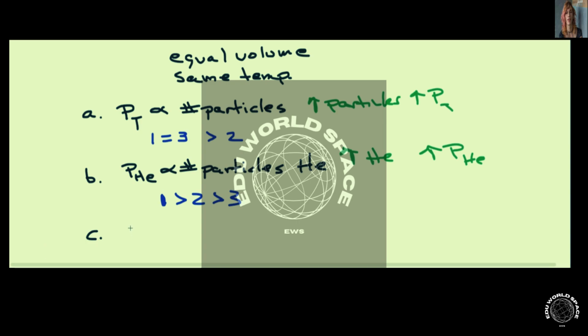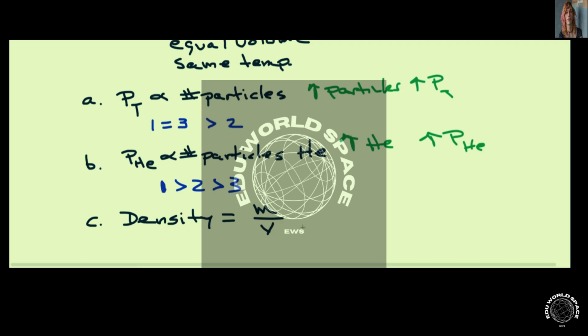Now, when we're talking about density, remember the equation for density: mass over volume. So when we're talking about the density here, we have all the same volume. V is the same. So since V is constant, M is our issue, right? So the greater the mass, the greater the density. So let's find the one with the smallest and the biggest mass.